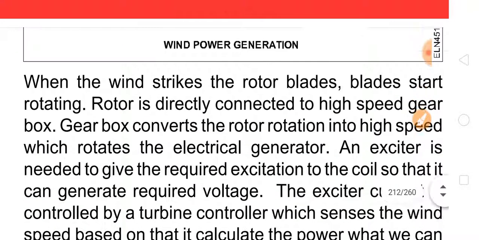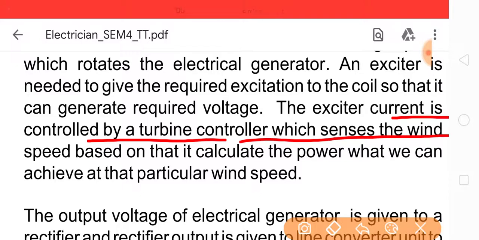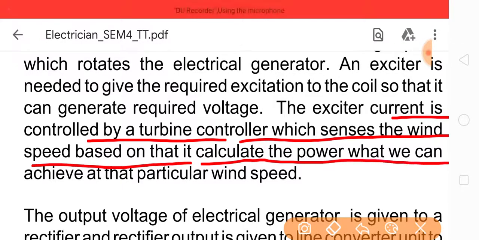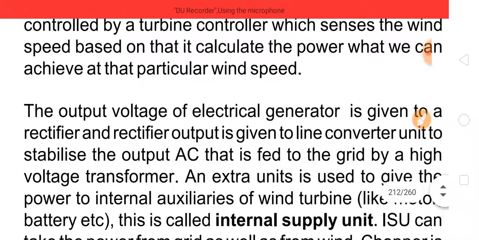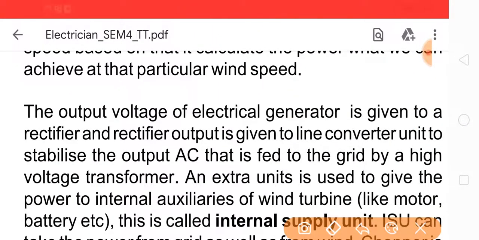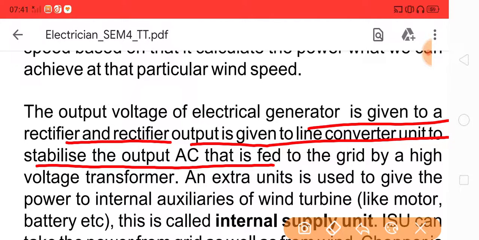The exciter current is controlled by the turbine controller, which senses the wind speed. Based on that, it calculates the power we can achieve at that particular wind speed. The output voltage of the electrical generator is given to a rectifier, and the rectifier output is given to the line converter to be stabilized into output AC, which is fed to the grid by a high voltage transformer.